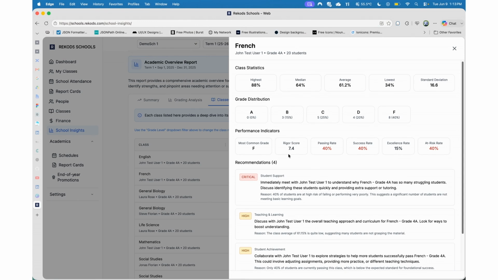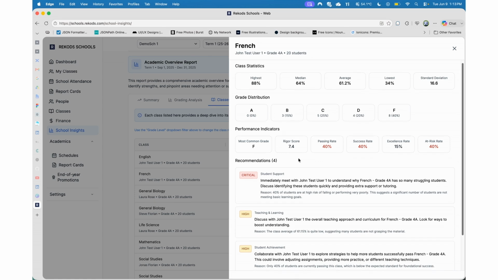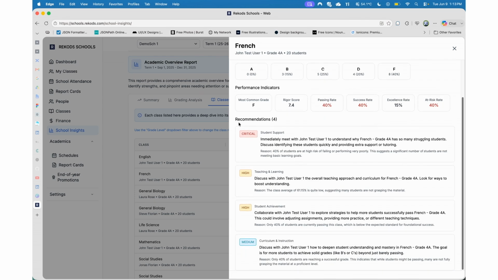And this is where it becomes actionable. Rekods doesn't just show you the numbers and leave you to figure out what to do next. It prioritizes the actions for you. 4 recommendations here. Let's walk through a couple of them. The first is critical. Meet with John Test User immediately. Understand why so many students are struggling in this class and identify those students quickly so you can get extra support in place. The second is high.